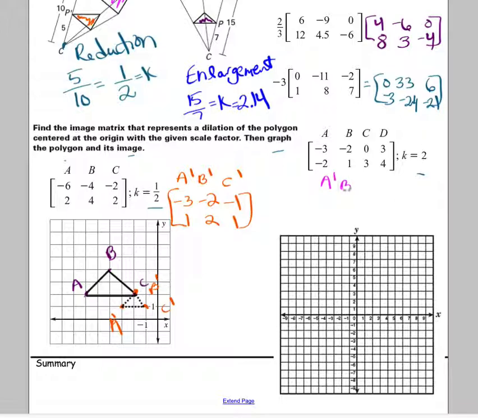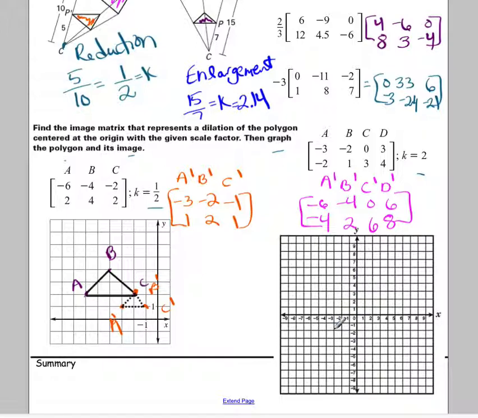A prime, B prime, C prime, D prime, with a scale factor of 2, so we're doubling everything. So just double everything. Double check that we doubled everything. Okay, everything's been doubled. And we need to graph the original and the new one.